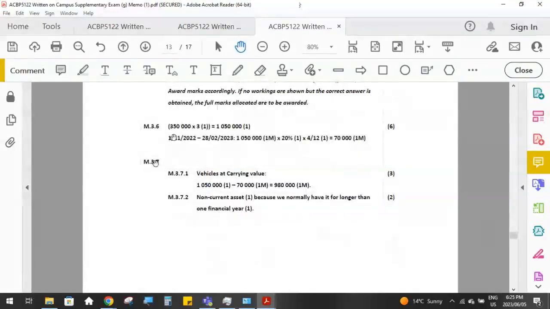So 350 times 3 vehicles, total amount times 20% on the straight line basis, and we only owned the vehicles for 4 months in this year, which is November, December, January, February, times 4 over 12. The total depreciation would be 70,000 for those 3 vehicles. Debit depreciation, credit ACBP vehicles for 70,000.